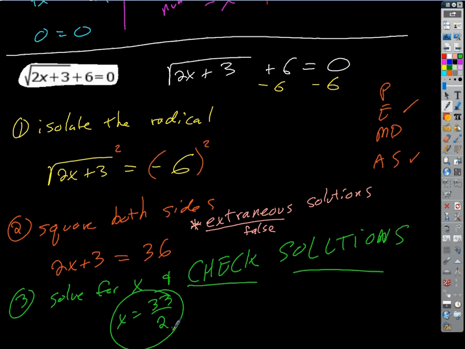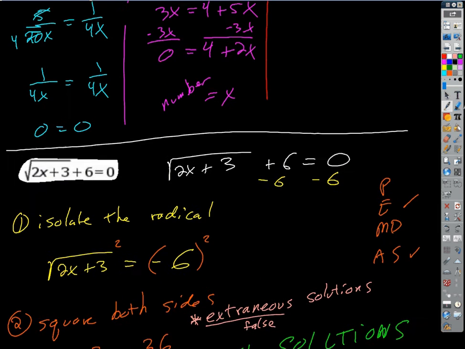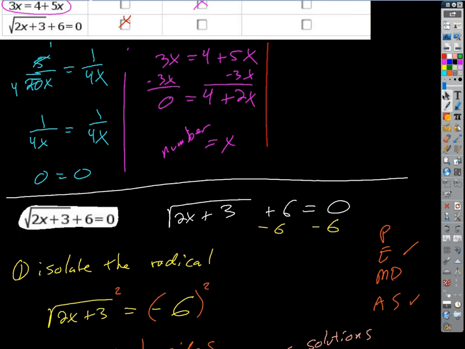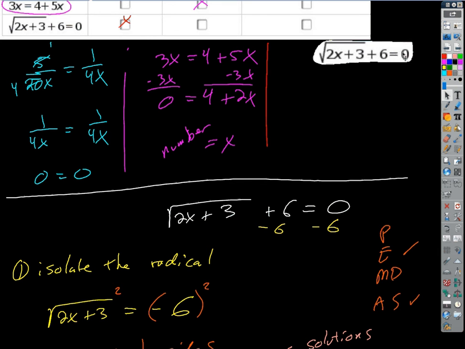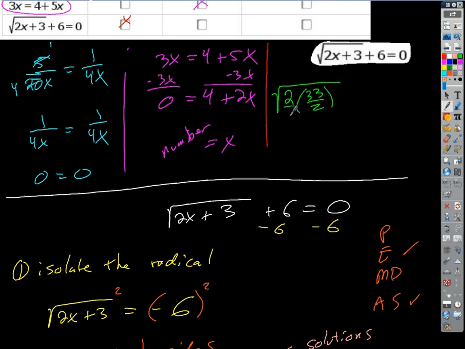So we're going to go ahead and plug it back into our original equation. So if we check it in our original equation, right here, if I plug in 33 over 2, I'm going to get the square root of 2 times 33 over 2. Well, the 2's cancel, right? Plus 3 plus 6 equals 0. So 33 plus 3 is 36, so I get square root of 36 plus 6 equals 0. Well, that's 6 plus 6. Does that equal 0?